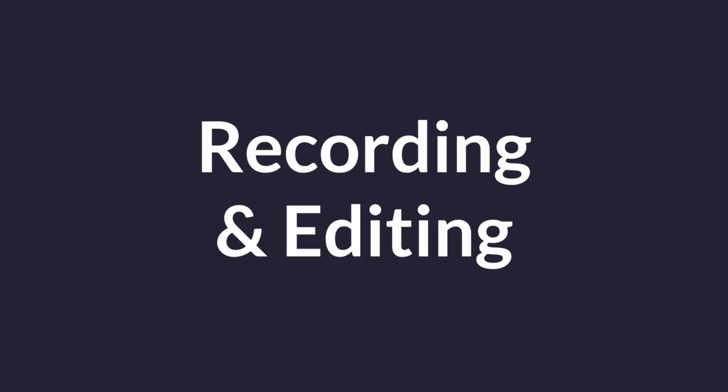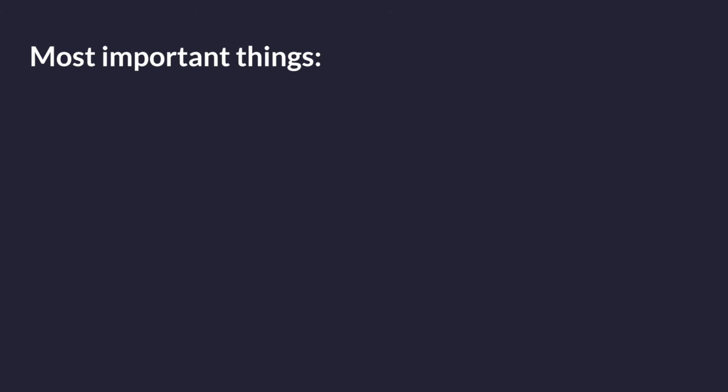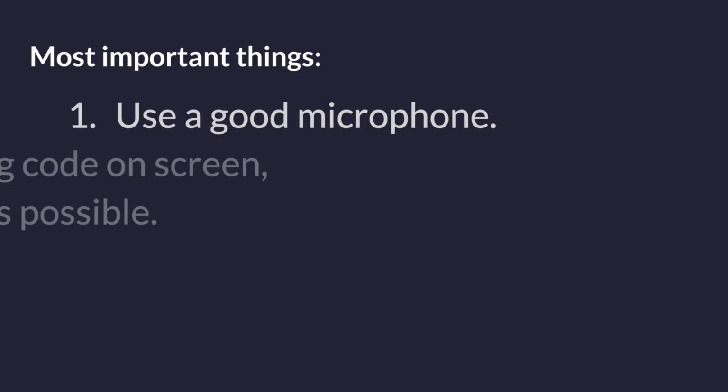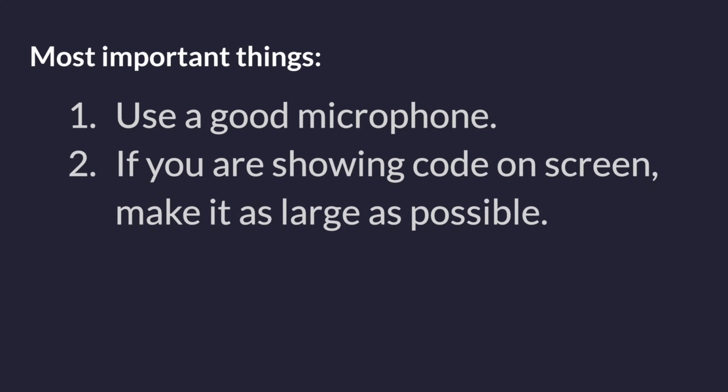Recording and editing. Here are two of the most important things when it comes to recording. First of all, use a good microphone. And second of all, if you're going to show code on screen, make it as large as possible. If you have bad audio or tiny code, it's going to cause people to stop watching immediately before they even see the real content of your video.